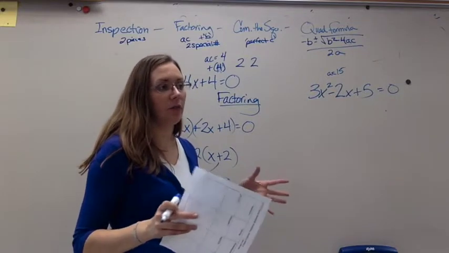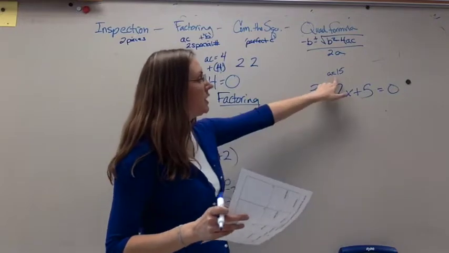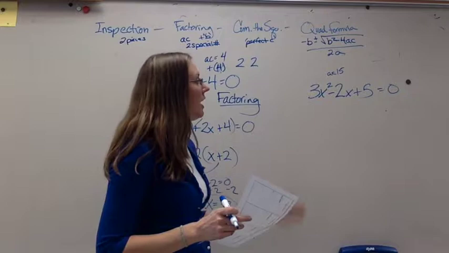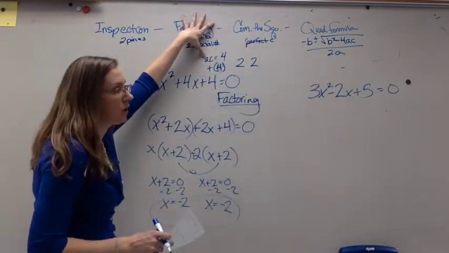At first I thought 5 and 3, but those add to be 8, and I can't subtract them because I need it to be a positive. Or I could do negative 5 and negative 3, then I get negative 8, so that won't work. I can't think of it quickly, so I'm not going to factor. That is not going to be an option.